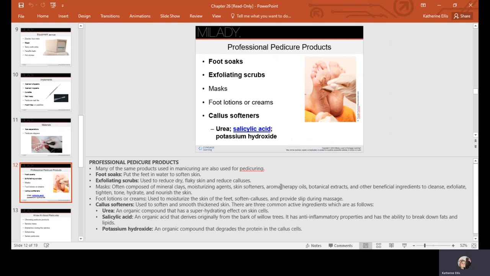So some professional pedicure products are foot soaks, exfoliating scrubs, masks, lotions or creams, callus softeners, which usually contain urea, salicylic acid, potassium hydroxide. So these soften the area of the callus so you can buff away some of the top layers. We've talked about salicylic acid in our facial class. And it's a beta hydroxy product. It's made from aspirin, and it breaks up debris. And potassium hydroxide, we've heard that term before. We've heard it in our relaxing hair relaxer portion of the program. So that alone, the hydroxide should tell you this is not something you leave sitting on a spot forever, because you can cause a chemical burn.